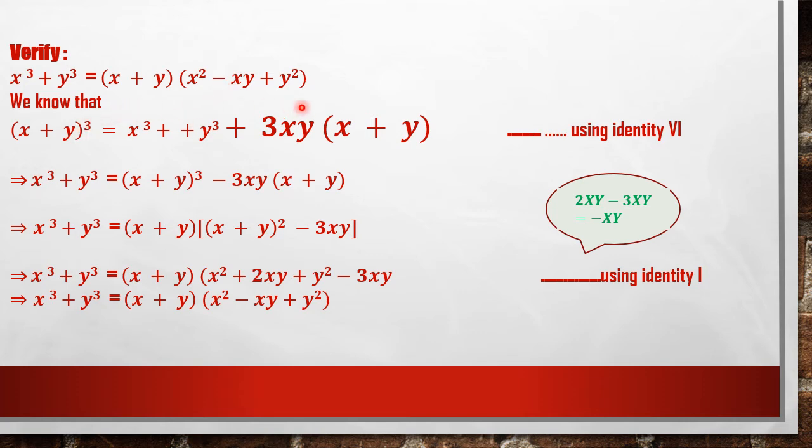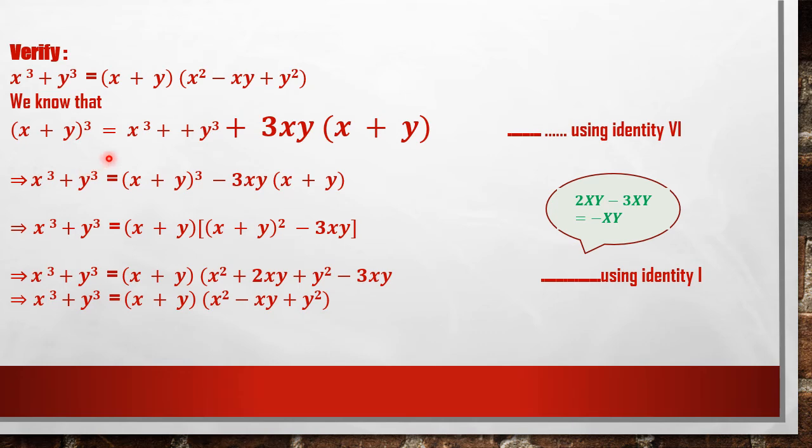Now, how did we derive this? So we already know that identity 6 is x plus y whole cubed is equal to x cubed plus y cubed plus 3xy, x plus y. In this positive identity, all the terms are positive, so it is very simple. Nothing is negative, but here the middle term is negative.